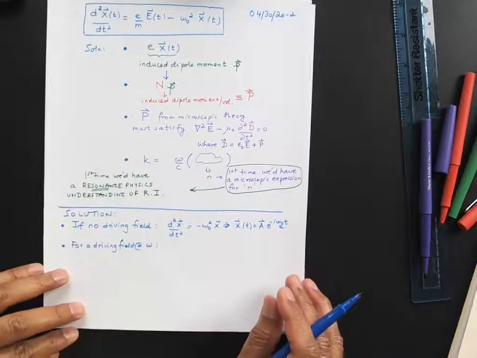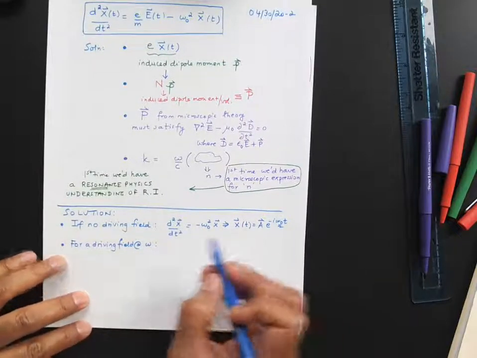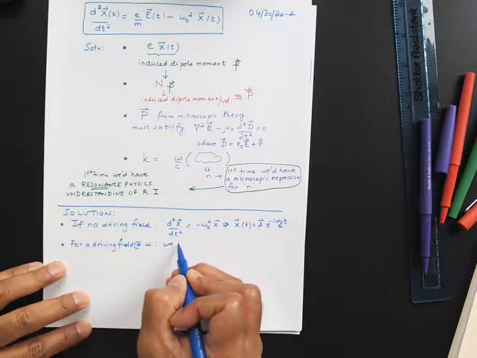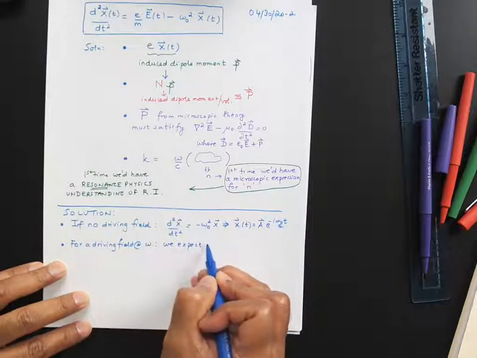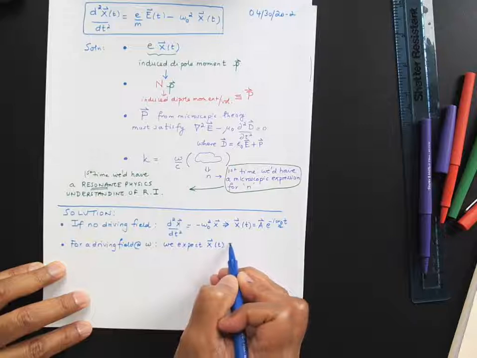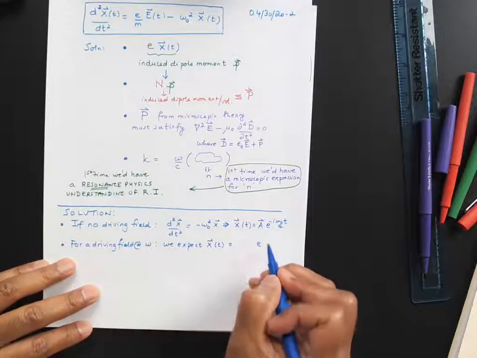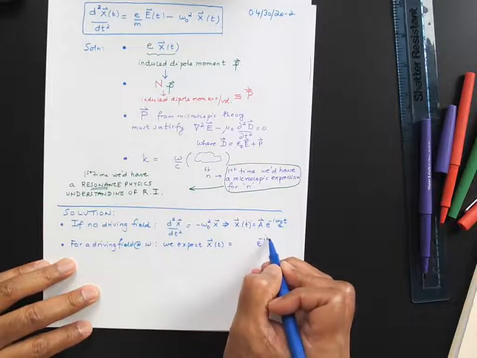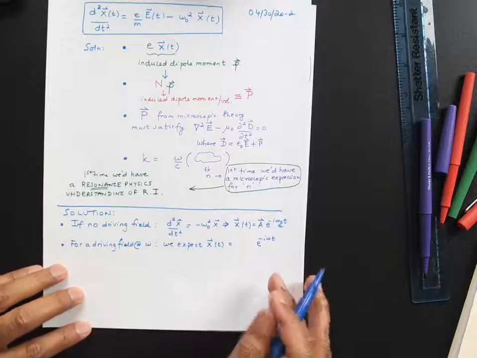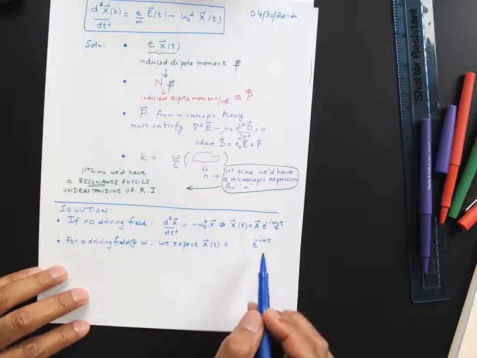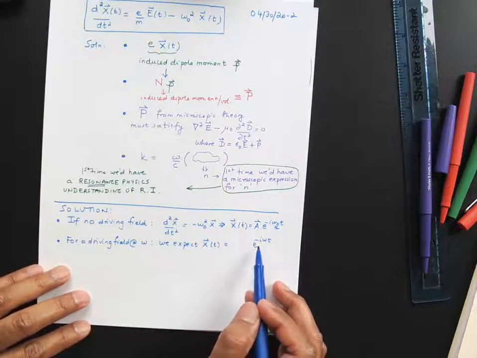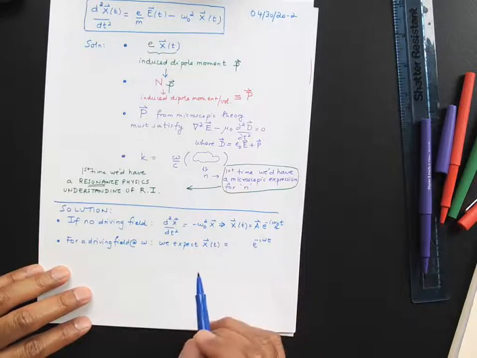So you expect now that the solution is going to be an oscillation at the driving frequency. Sometimes you say in the long time limit, the driving frequency is going to win out, and so you expect that, right?